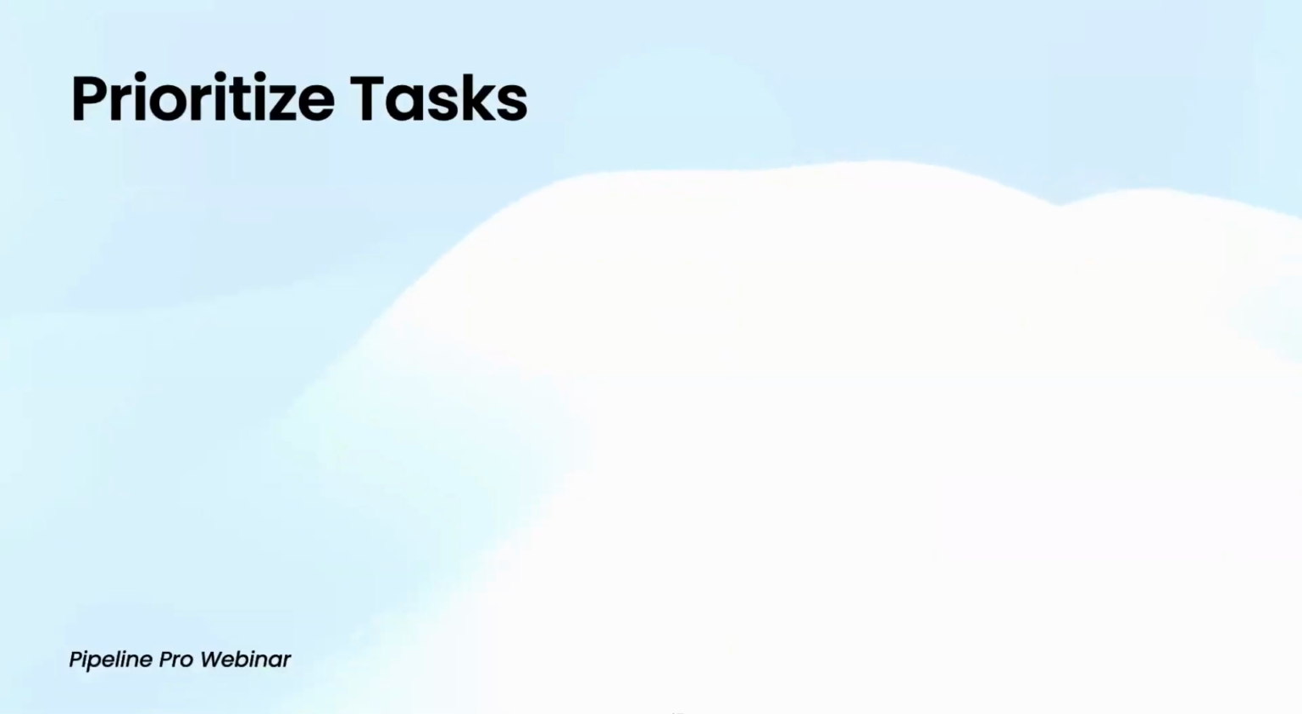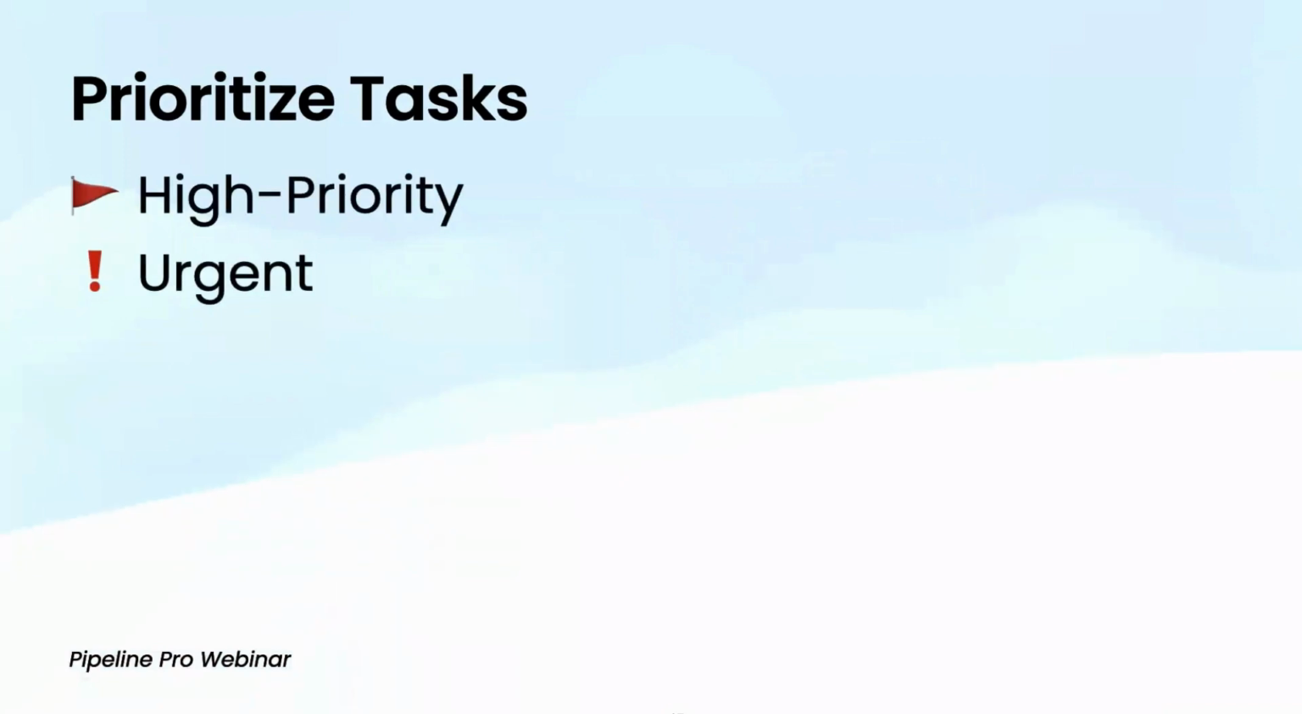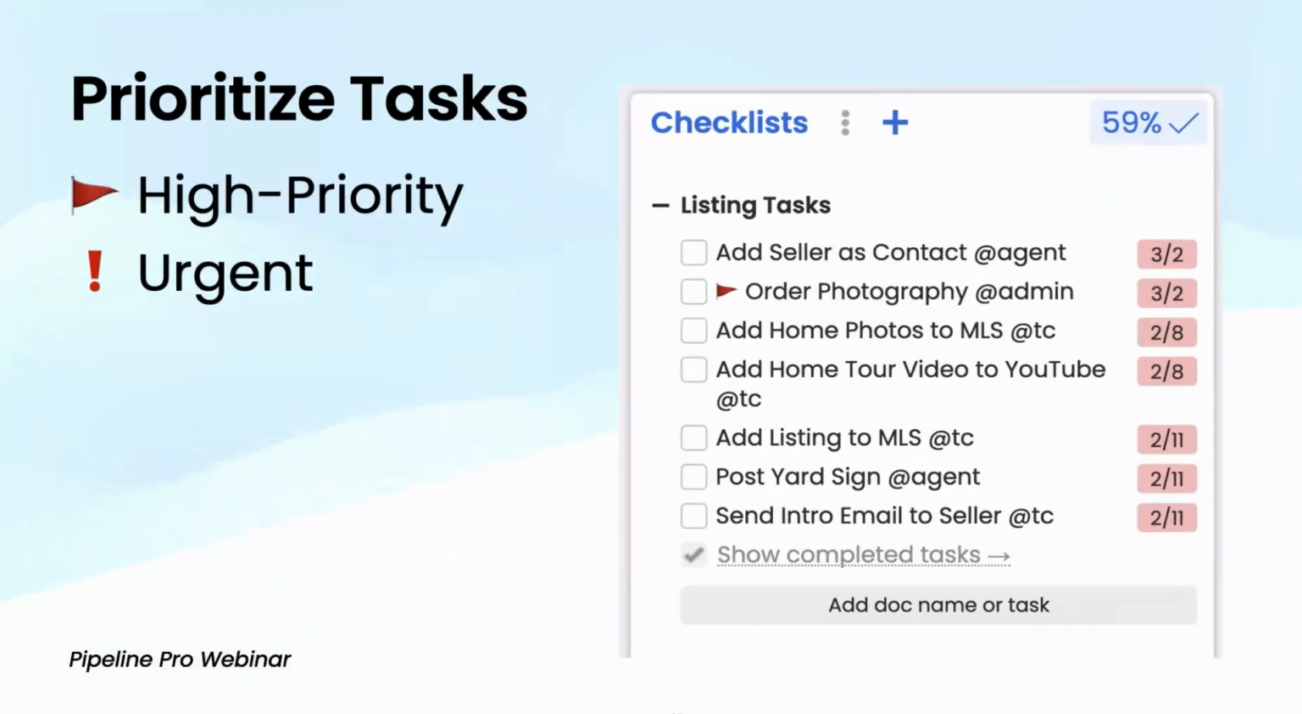First, prioritizing tasks. If you have certain high priority tasks that you'd always like to stay top of mind, emojis can provide an instant indicator of a task priority level. For example, some offices like to prioritize certain tasks as high priority or urgent, and they may use different emojis to represent their urgency. Using this method, I can quickly see that on this checklist, the order photography task is high priority.